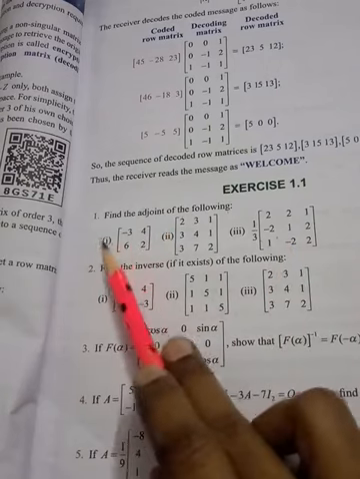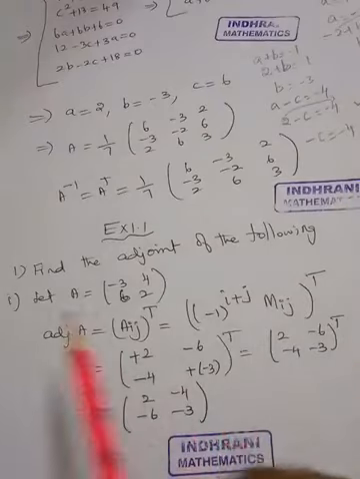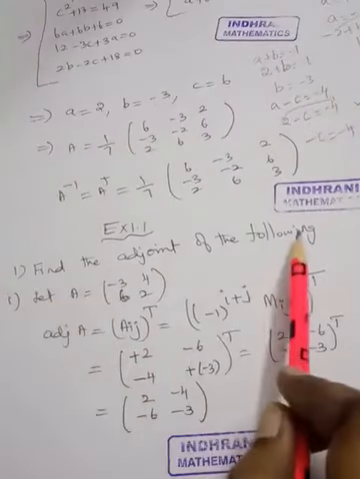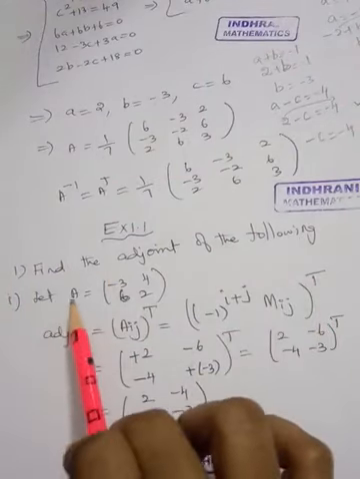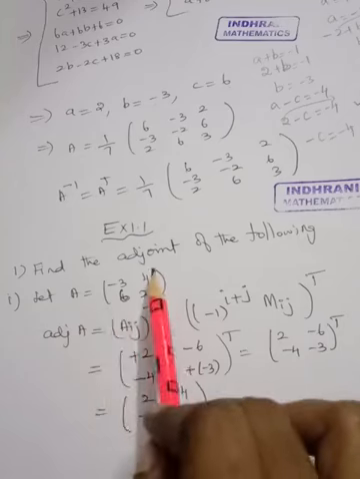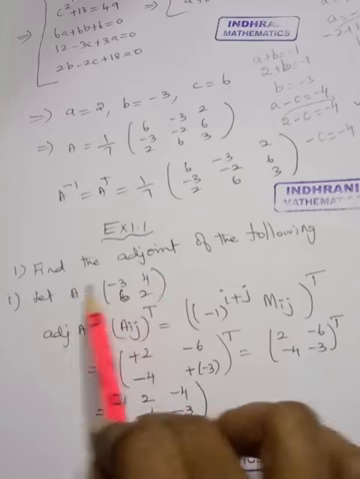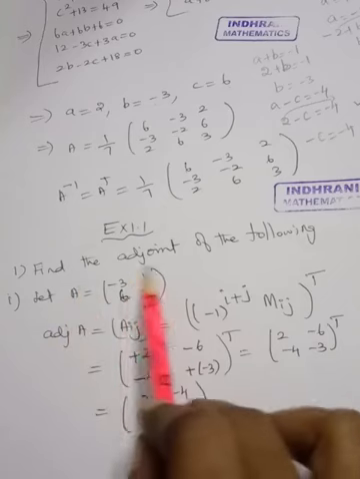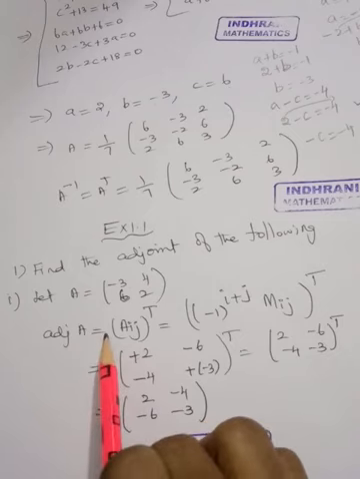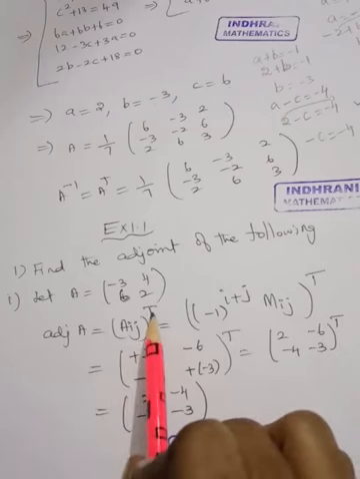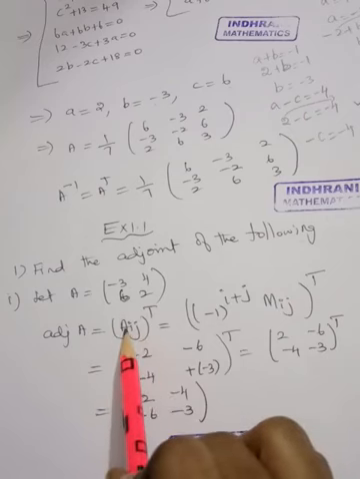So I am going to start now. First subdivision. Find the adjoint of the following matrices. That is the question. I am going to start the first subdivision. Let A be the given matrix, because here it is not given as A. So let A be the 2 by 2 matrix. Now the formula for adjoint of A is (Aij) whole transpose. What is Aij? That is nothing but the cofactor of the matrix A.